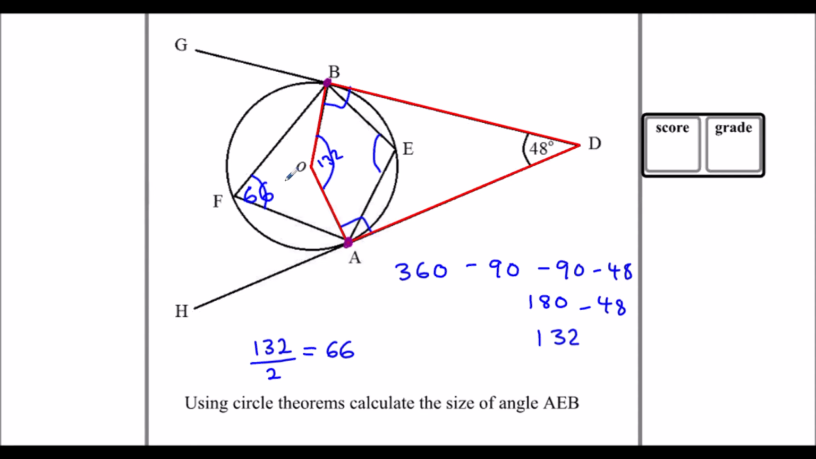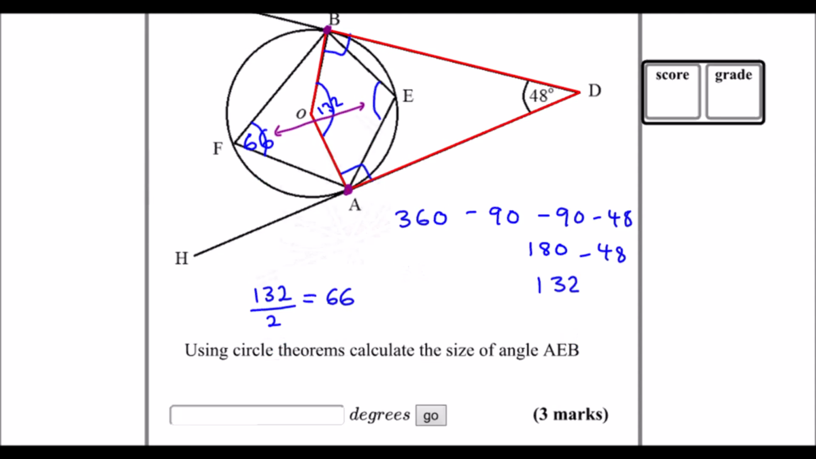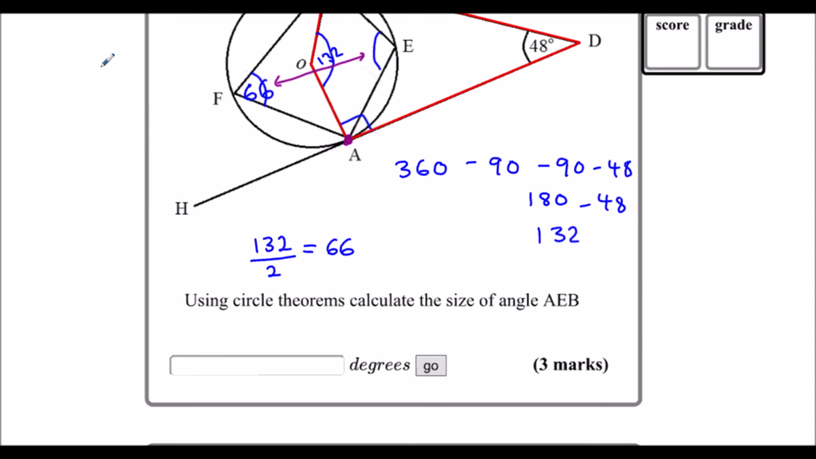And finally, opposite angles in a cyclic quadrilateral, so a four-sided shape inside a circle. The opposite 2 angles have to add up to 180 degrees. So 180, take away our 66, is 114 degrees. And there's our answer.